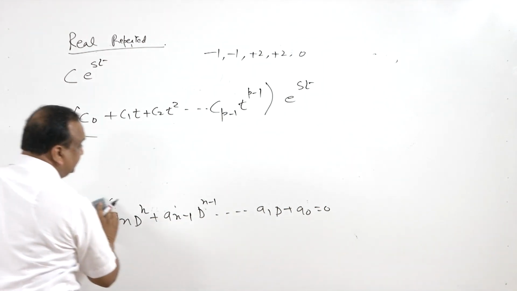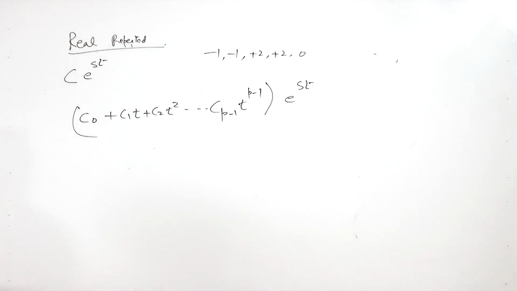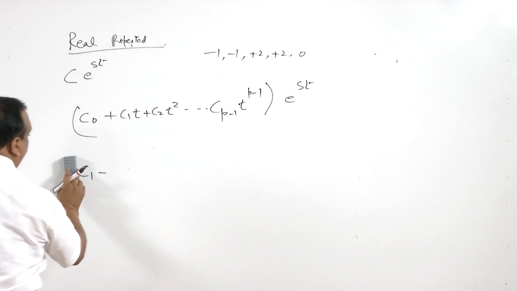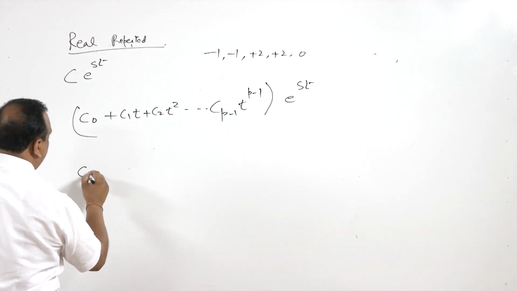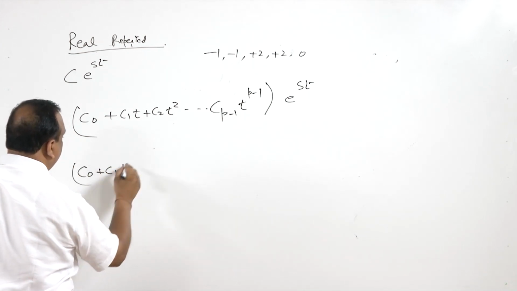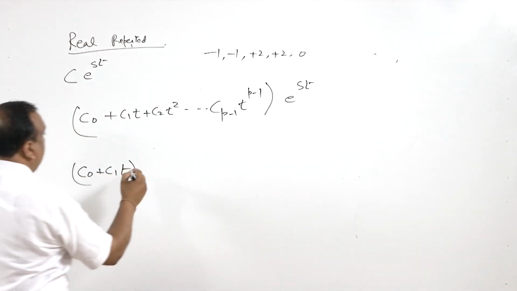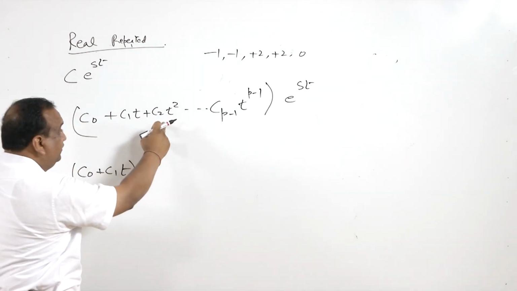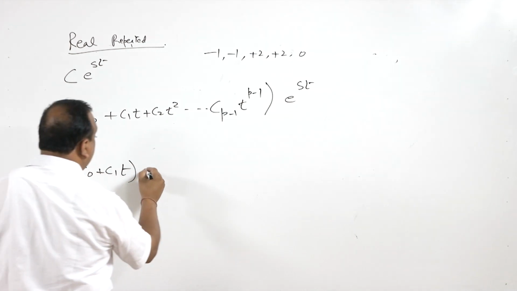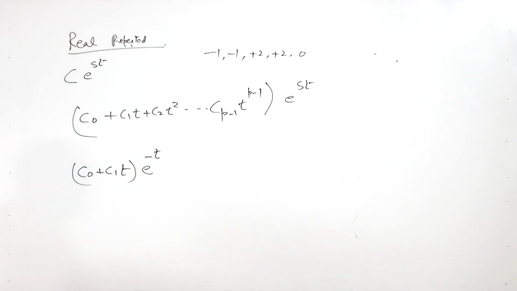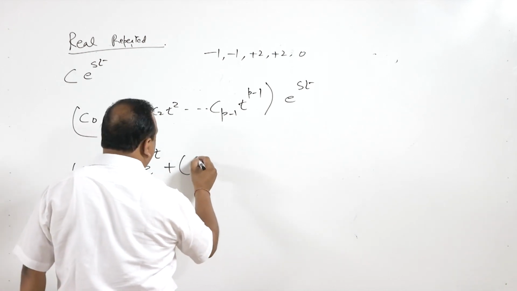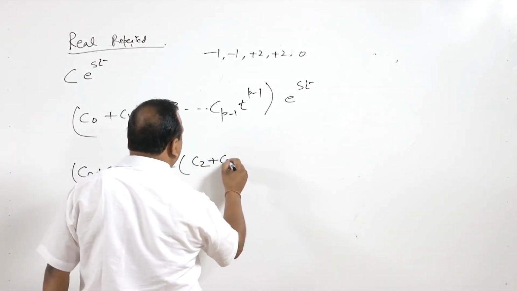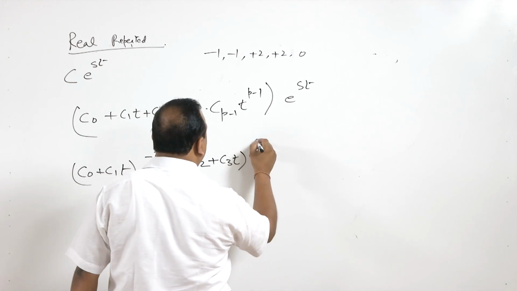Now considering this configuration, the solution in this case is C0 plus C1t, right? Because it is repeated 2 times. If it is repeated 3 times, then we will go for the second order of t. e raised to power minus t plus C2. This is not this C2, this is a different C2. C2 plus C3t e raised to power 2t plus C4, right?